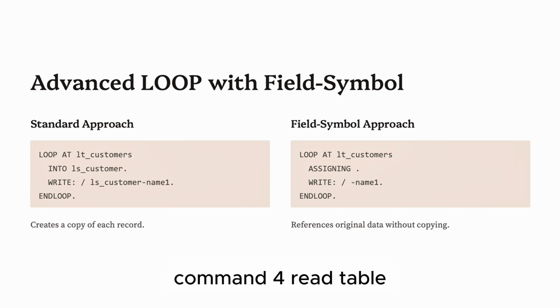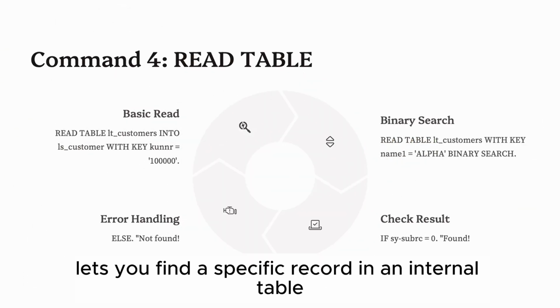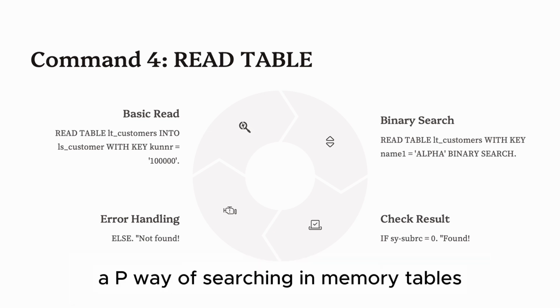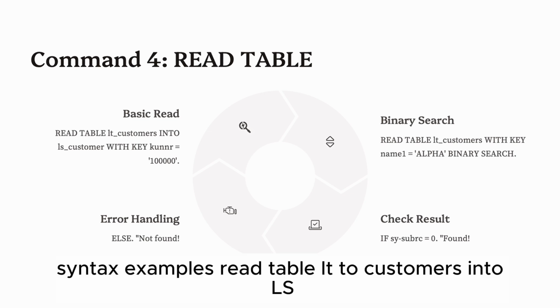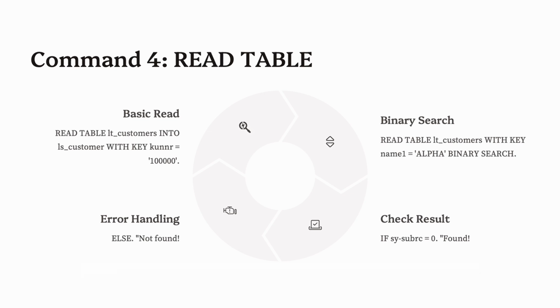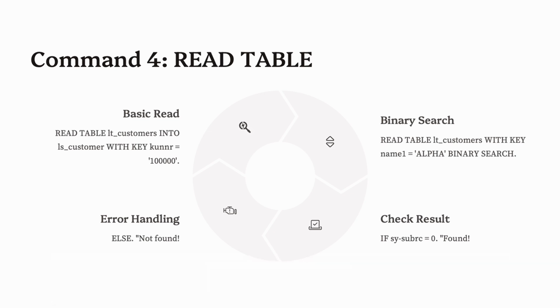Command 4. READ TABLE. What it does. READ TABLE lets you find a specific record in an internal table by a key. It's the ABAP way of searching in-memory tables. Syntax examples. READ TABLE lt_customers INTO ls_customer WITH KEY kunnr = 100000. READ TABLE lt_customers ASSIGNING <fs> WITH KEY ort01 = 'Berlin'.